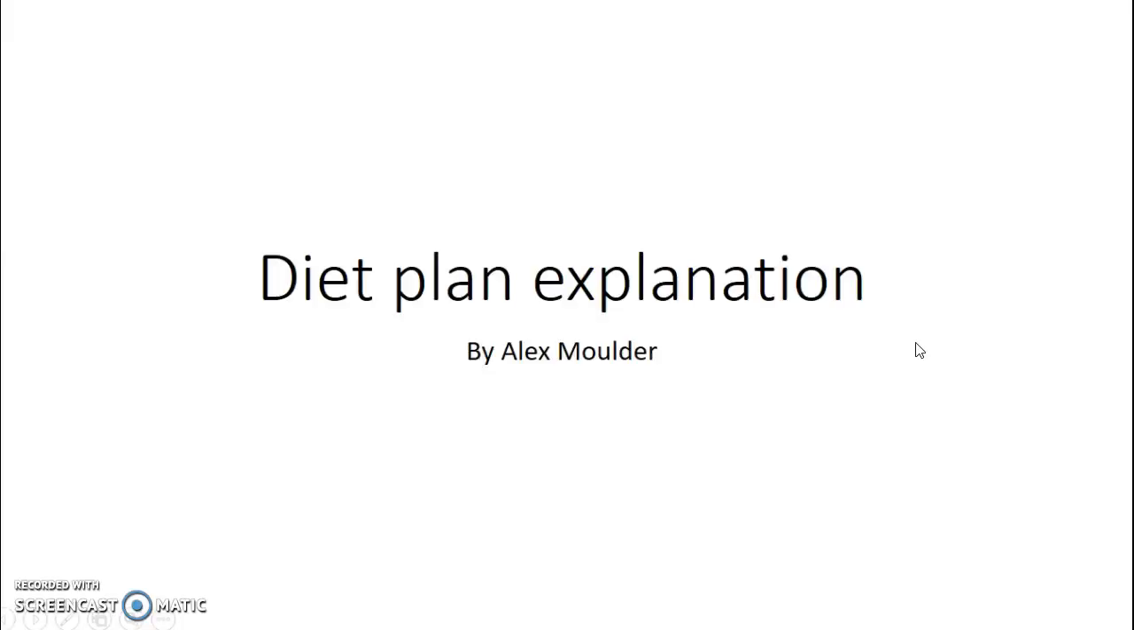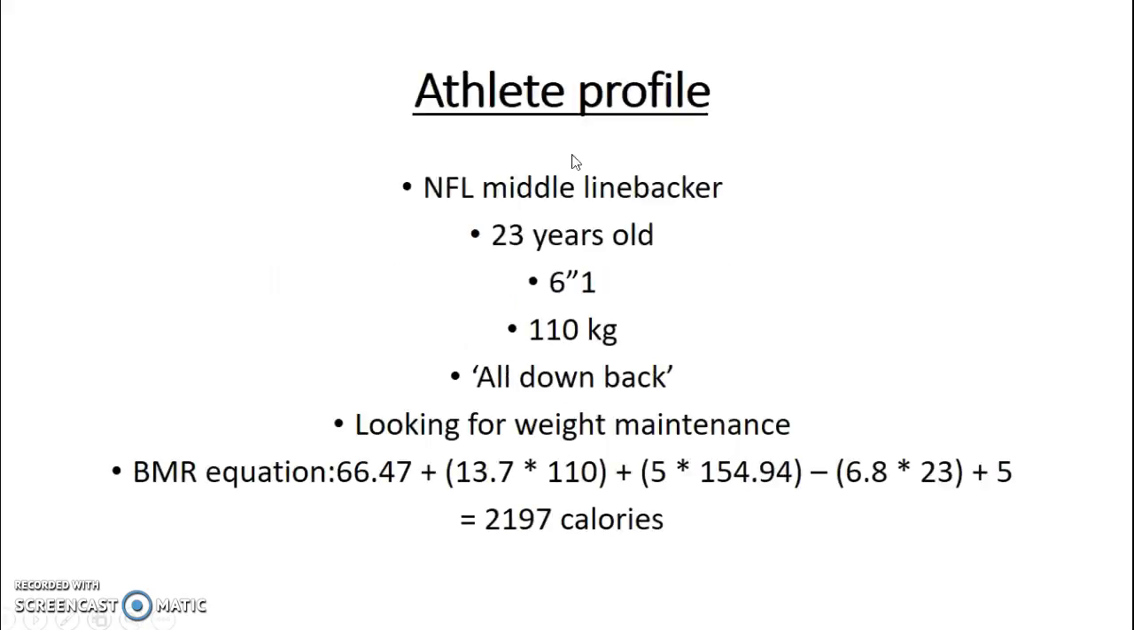This is my diet plan explanation. Okay, so first, the athlete's profile. My athlete is an NFL middle linebacker. He is 23 years old, 6'1", weighs 110 kilograms, and he's an all-down back, which means he plays all three downs of play. So he's on the pitch pretty much all the time.